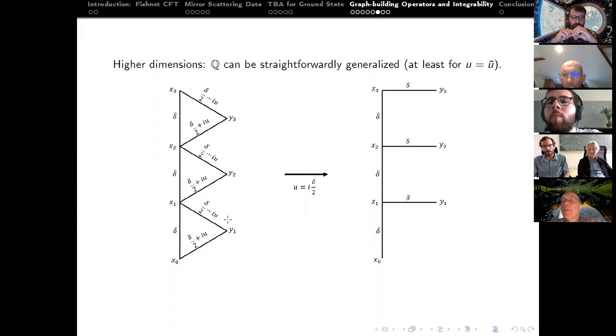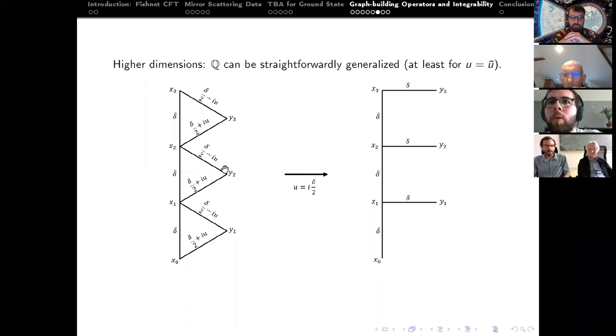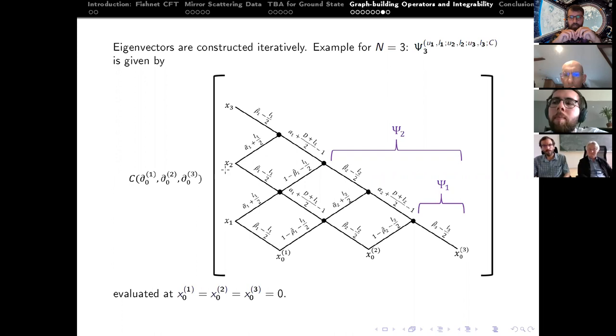And this Q of U commutes with itself at different values of the spectral parameter. That's all we have. And then you can actually construct the eigenvectors for any length of the open spin chain. So it's an iterative procedure. We will only show, for instance, what the eigenvectors are for length three.